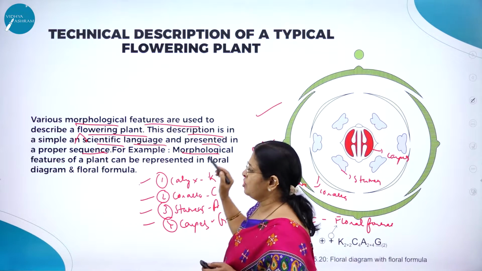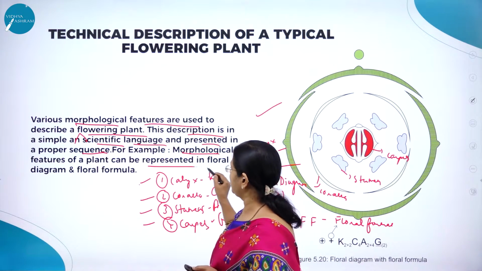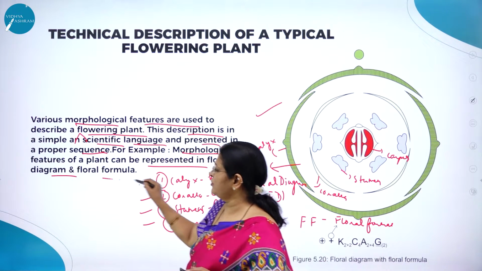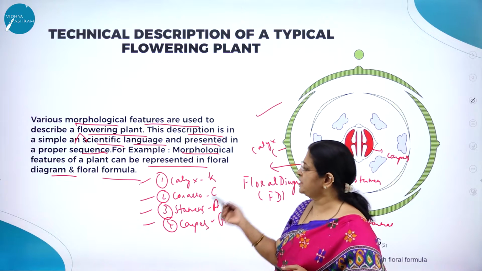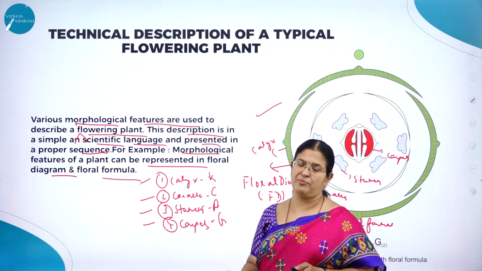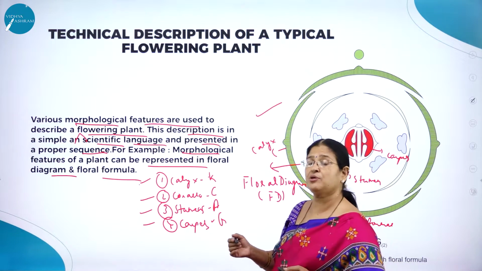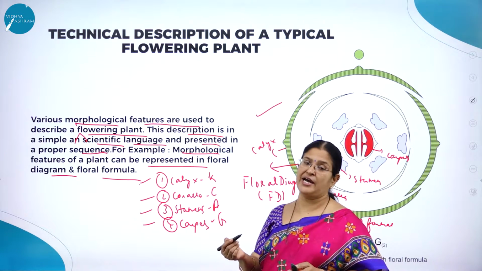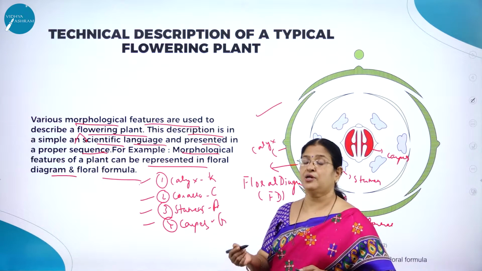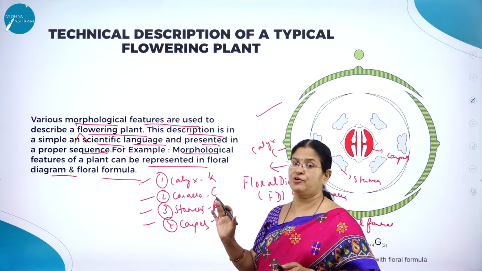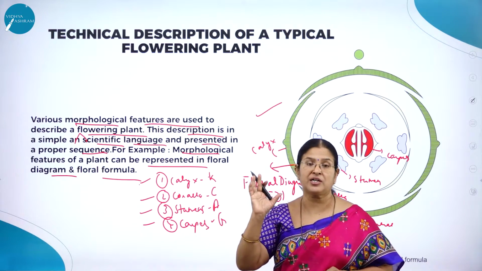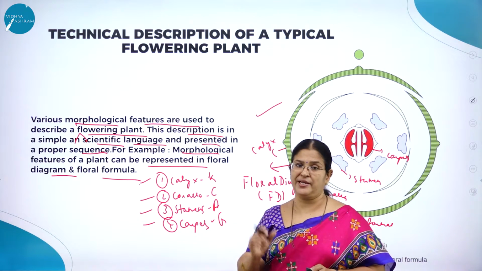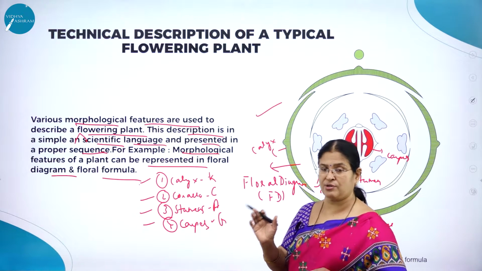For example, morphological features of a plant can be represented in what form? In floral diagram and floral formula. So you can represent them in the form of floral formula or floral diagram. When you write the floral diagram and floral formula, the whole thing will give you the clarity or the picture of a flower, how a flower is, how a plant is. How are the calyx and corolla arranged?